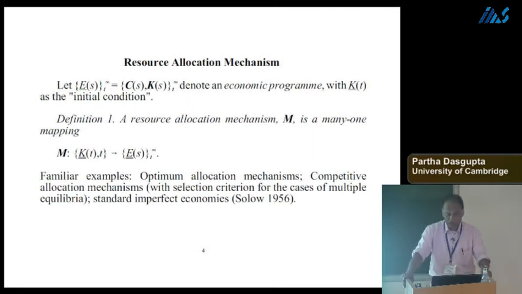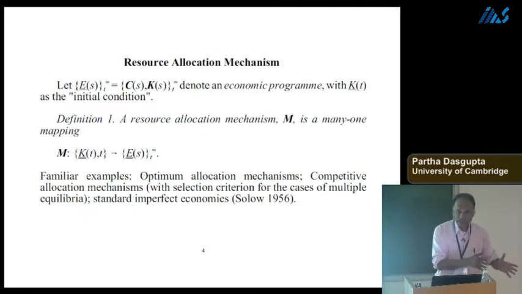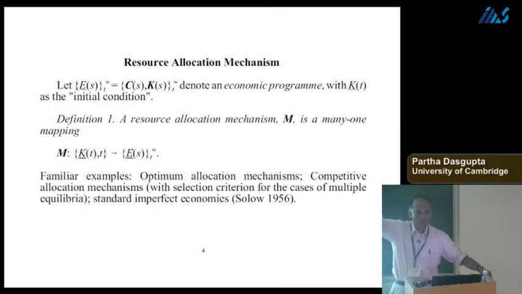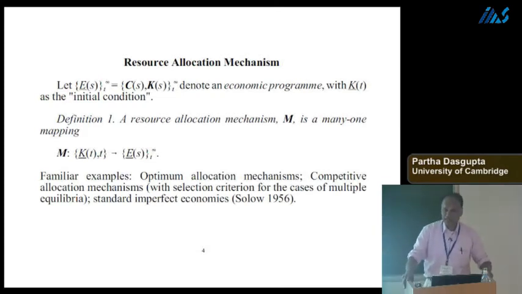Familiar example, suppose the allocation mechanism is optimum. It means that give me the k_t at date t, and imagine that our welfare function is the integral of discounted utilities or undiscounted utilities, and it maximizes that. The society always maximizes, so the mapping will be from the initial capital stock to the entire optimum program. That mapping is the optimum resource allocation mechanism.